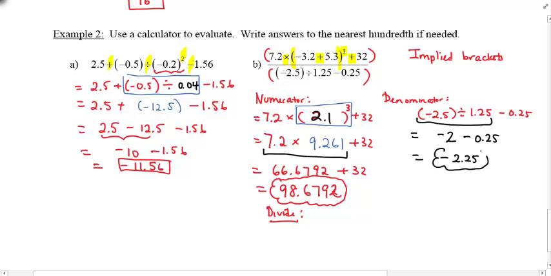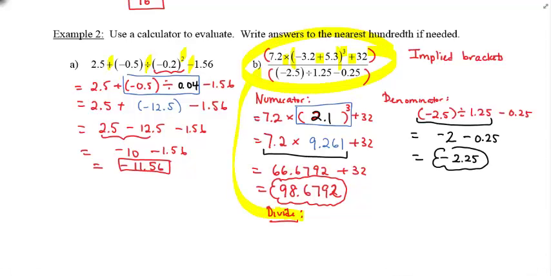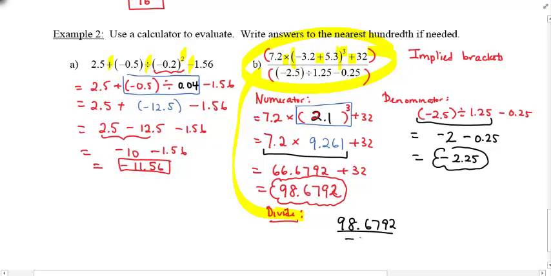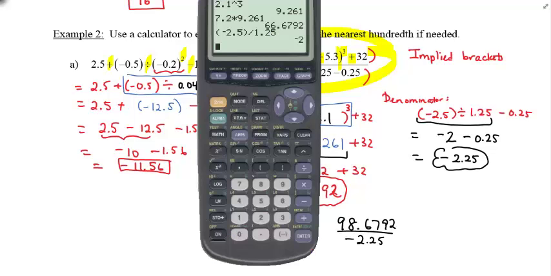There's our denominator. So really what we've done is we've taken this big expression and we've made it into the following. The numerator is 98.6792, and we're dividing that by negative 2.25. And that's why I said division is our last step in this case, because really when you have a fraction like this, we have implied brackets. Do the numerator first, simplify it into one number. Do the denominator second, simplify that to one number, and then finally, as your last step, do the division.